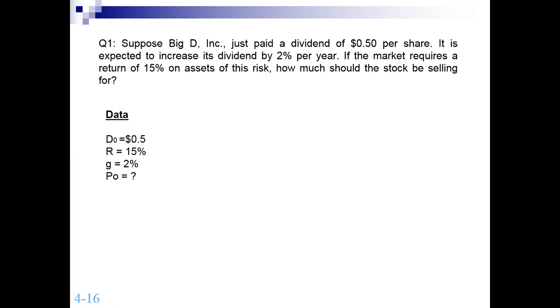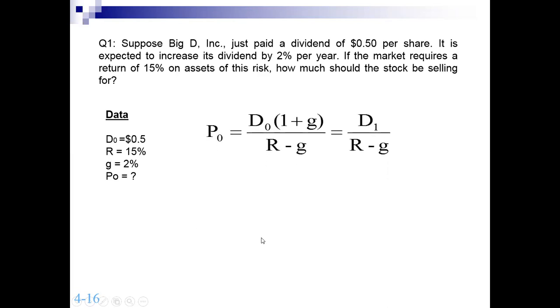So this is the data which is available. D naught is taken as 0.5 as given in the question. Investor required return is given 15%. Growth rate is given 2%. And question is asking how much should the stock be selling for, P naught. So now we will apply our constant growth formula to calculate this one. Since we have D naught information in question, we will multiply it with growth factor, so we will be able to get D1. So you can do it like this.